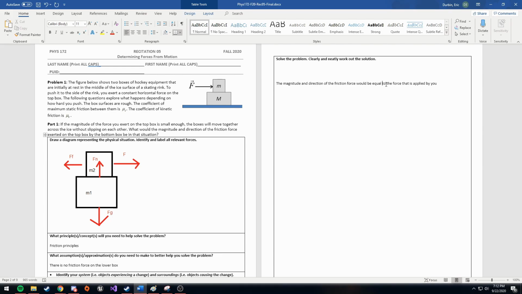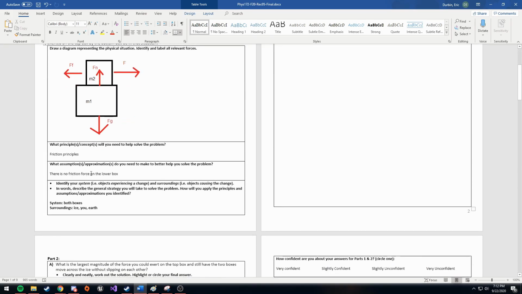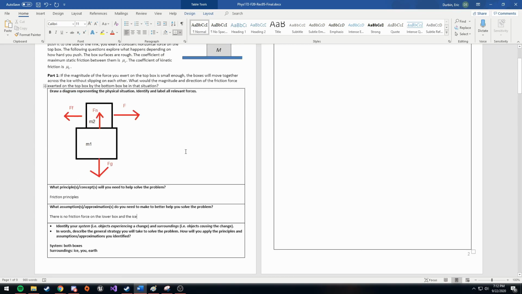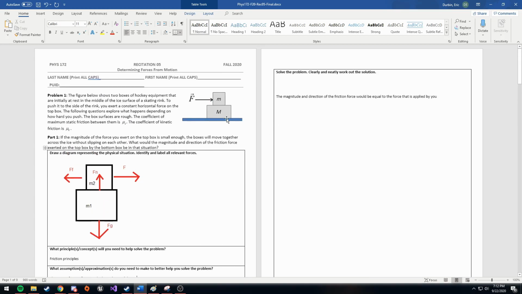It does say the coefficient. So we're looking for the coefficient. No. What would the magnitude and direction of the friction force exerted on the top box by the bottom box be in this situation? Oh wait, on the top box by the bottom box. Oh wait, so wouldn't that be? I'm so sorry. I flipped those around. I thought it was on the bottom box. Don't worry about it. I was thinking about something else too.